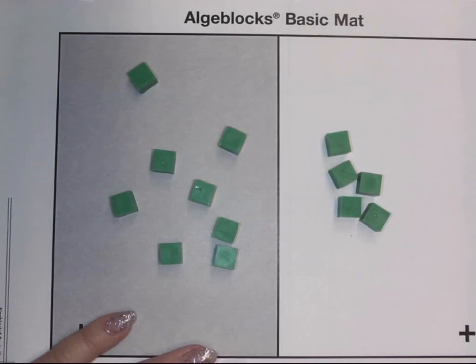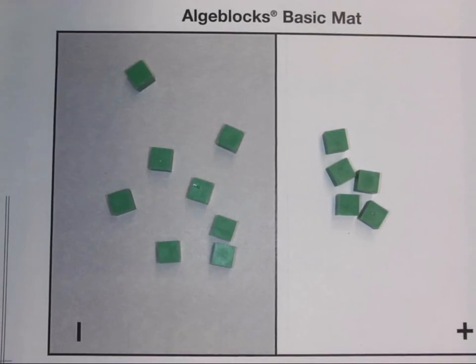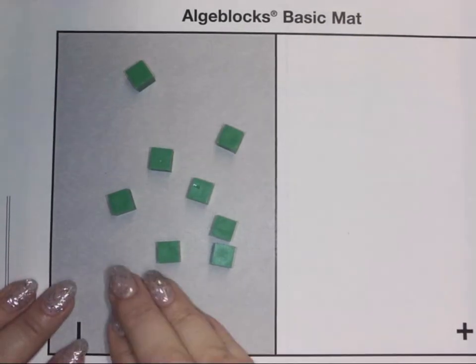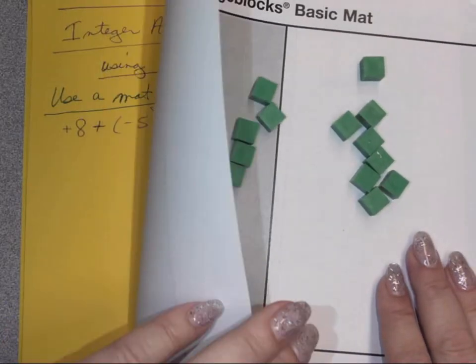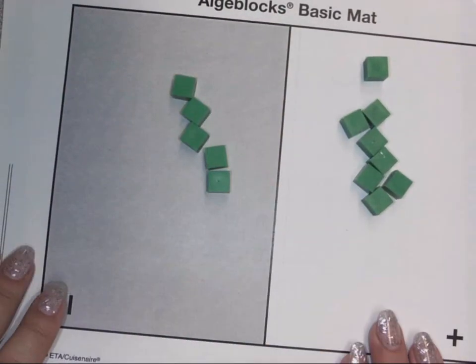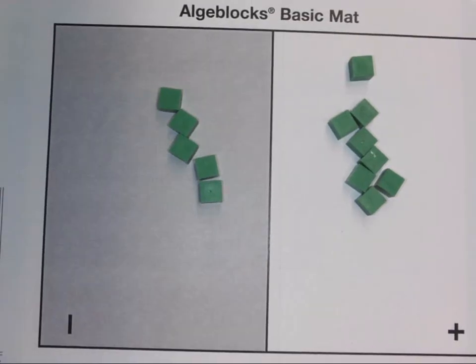Okay, so there's a positive... oh, I actually put them on backwards, didn't I? I'm sorry. Positive 8 and a negative 5. Yeah, positive 8 and a negative 5. Okay, so there's the positive 8 and the negative 5, and what we need to do is make our 0 pairs. So we're going to put those together.